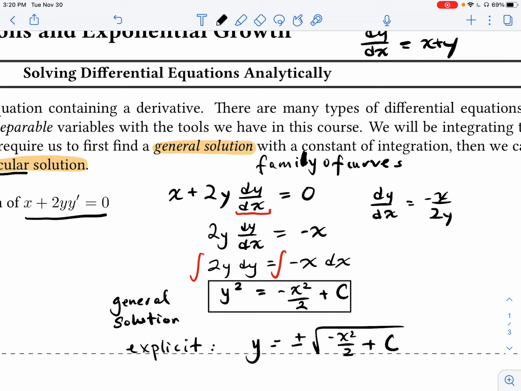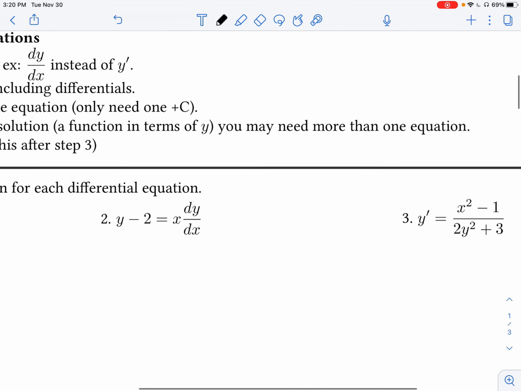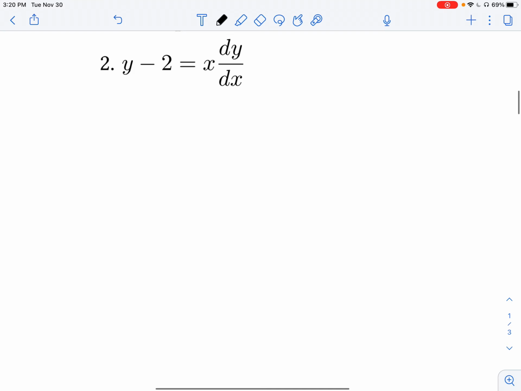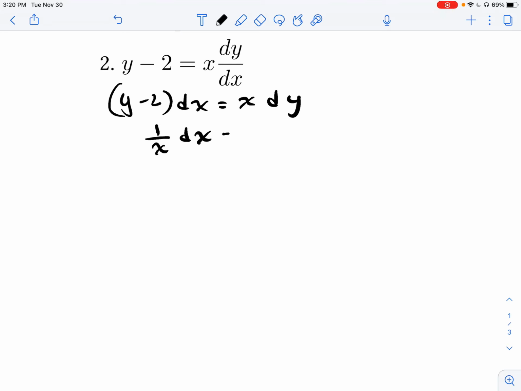All right, let's try another example of solving a differential equation then. Let's try something like number 2 here. Okay, the first thing that we're going to do here is separate our variables. So we'll say y minus 2, all of that times dx, is equal to x dy. Now let's move together our x's with our dx's. So 1 over x dx is equal to 1 over y minus 2 dy.